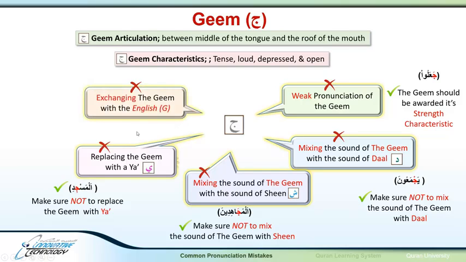And the last mistake is exchanging the jim with the English g. Example, الحج أشهر. And this is a common mistake in the Egypt area. The right way is to say the jim clearly, not the hard g. So let's hear the proper pronunciation. الحج أشهر معلومات. الحج. Make sure not to exchange the jim with the g.